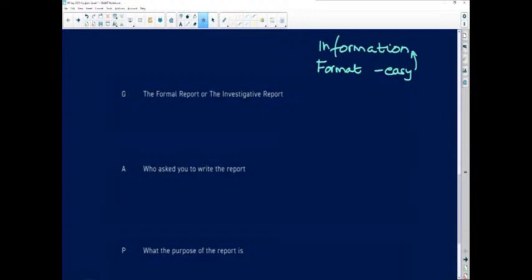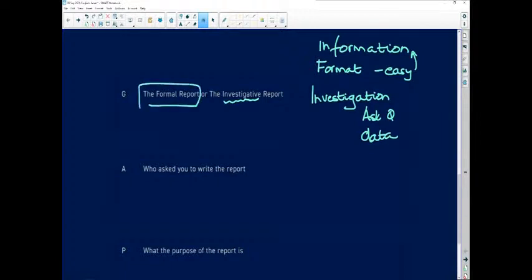So when your curriculum talks about a formal report, it means an investigative report. So you would have had to do some kind of investigation. How do you investigate? You ask questions, you collect data, and you're then going to present it. You could read something to investigate, you could interview. You are going to investigate something. So this is the formal report. On the paper, it'll say the formal report.